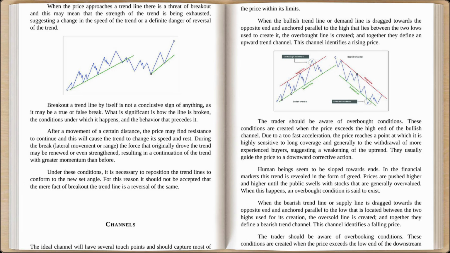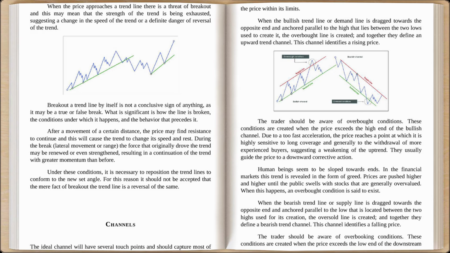When the bearish trend line or supply line is dragged towards the opposite end and anchored parallel to the low that is located between the two highs used for its creation, the oversold line is created, and together they define a bearish trend channel. This channel identifies a falling price.